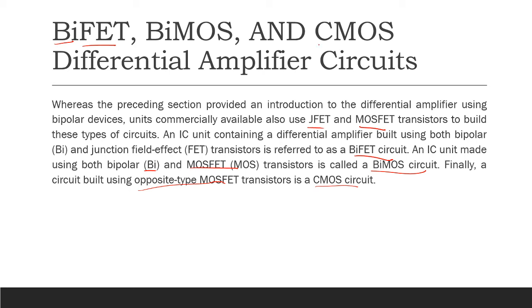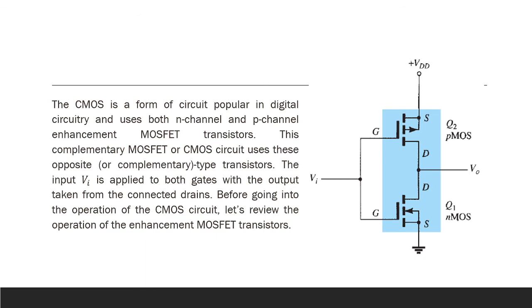Di ba? Napag-aralan naman natin yan. CMOS, complementary metal oxide semiconductors. So, start muna tayo with CMOS. This is a CMOS differential circuit. So, the CMOS is a form of circuit popular in digital circuitry and uses both N-channel and P-channel enhancement type MOSFET transistors. So this complementary MOSFET or CMOS circuit uses this opposite or complementary type transistors. So the input is applied to both gates with the output taken from the connected drain.